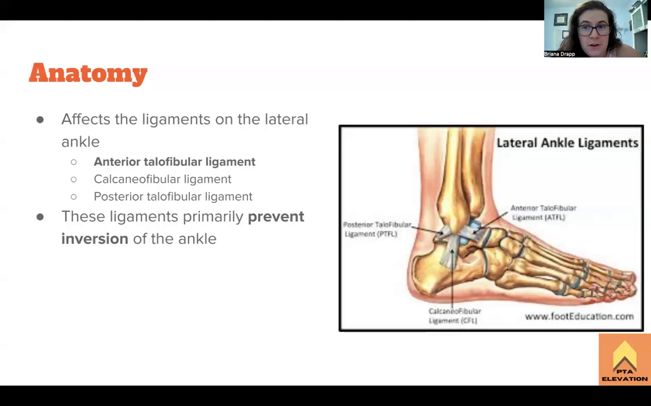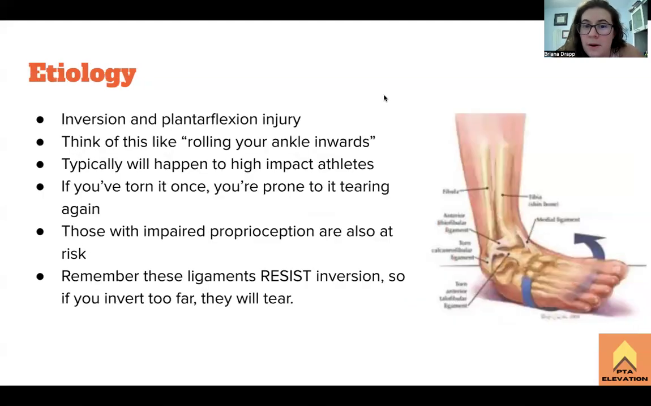If you evert the foot, you stress the medial structures, which is your deltoid ligament, which takes a lot to tear. But these ones on the outside, they're flimsy little suckers. They tend to tear very easily. If you tear them once, you can tear them again. But I just want to emphasize the anatomy because that's one of the things we'll talk about in questions.